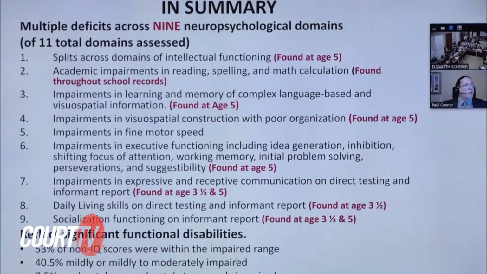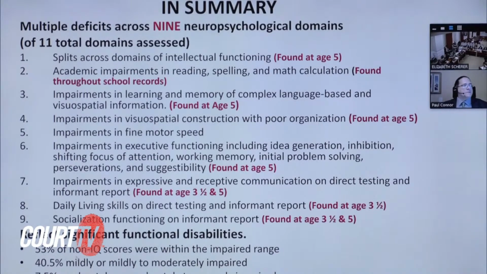So overall, from that graph that we looked at earlier, 53% of Mr. Cruz's current test scores were within the impaired range. 53%, more than half of those scores were in the impaired range. Of those, 40% were in either the mildly or mildly to moderately impaired range. So the large majority were in that range. But still, 7.5% were in the moderately to severely impaired range, and 6% were within the severely impaired range.